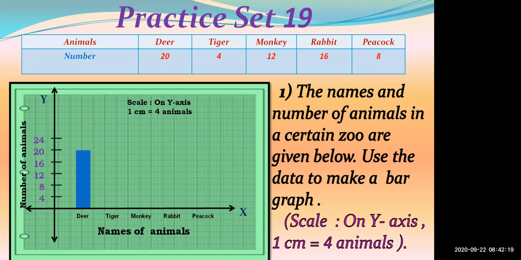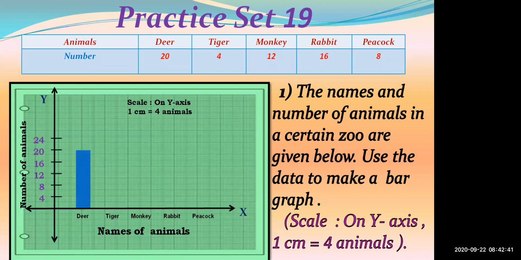After that what will you do now? How many deer are there? Can you tell me? Anyone of you? Amit, you have raised your hand. Can you tell me, how many deer are there? 20. Okay, 20 deer are shown here. So we will draw 20 here. We will take the measurement of 20 and draw the bar graph here.